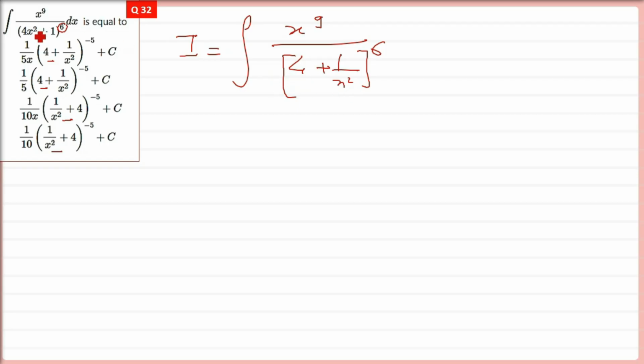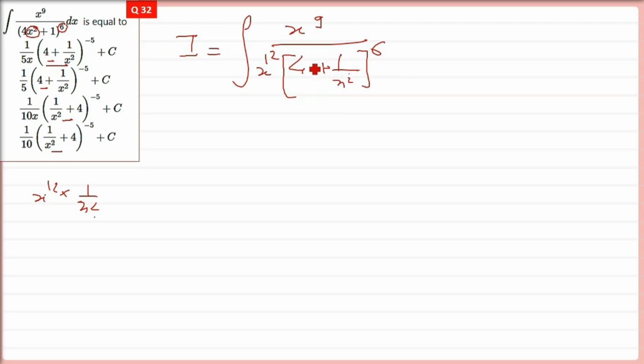Because if you see that it is 4 plus 1 by x square to the power 6, the denominator is something raised to the 6th power. So x raised 12, if you even multiply this inside, you will see that when it comes inside, it will be x square, because it is x square to the power 6. So x square will come inside. When you multiply x square inside, it will be 4x square plus 1. That is the whole idea.